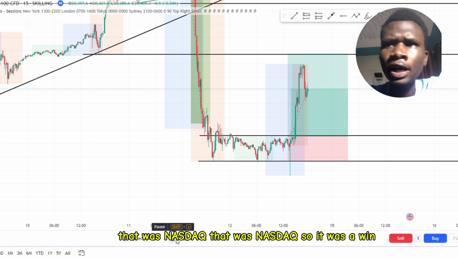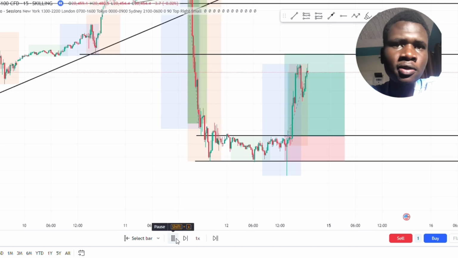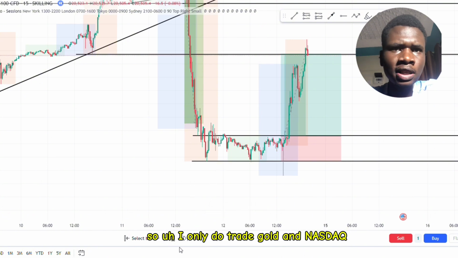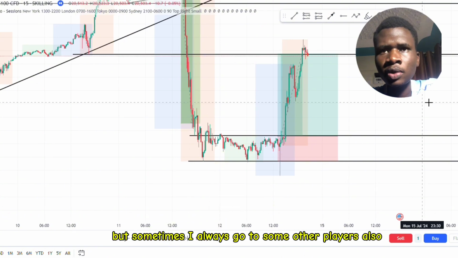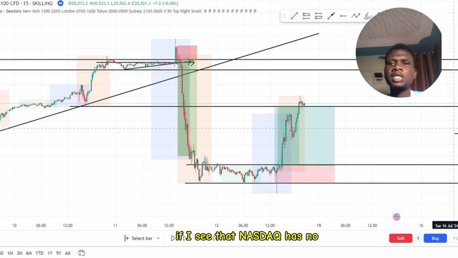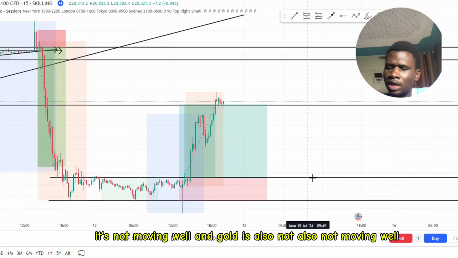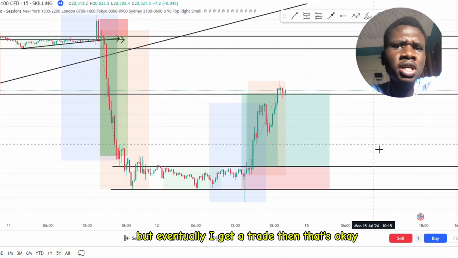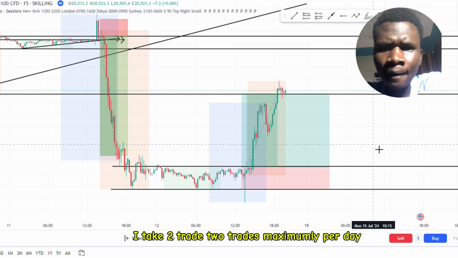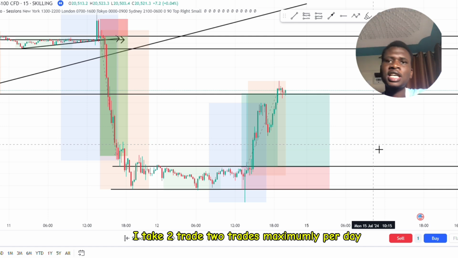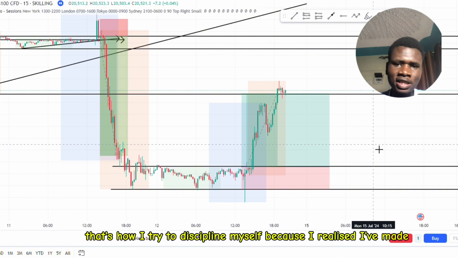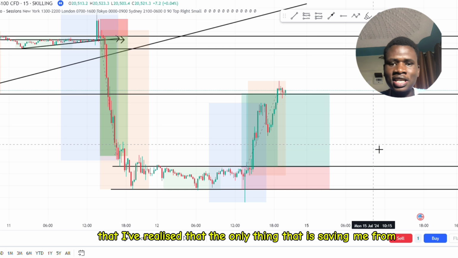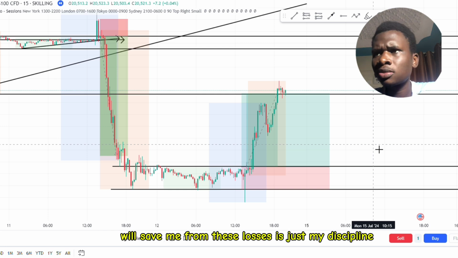So I only trade gold and NASDAQ, but sometimes I go to some other pairs also. If I see that NASDAQ is not moving well and gold is also not moving well, I love to go to maybe EUR/USD or GBP/USD, but eventually if I get a trade, then that's okay. I take two trades maximum per day. That's how I try to discipline myself, because I realized I've made so many losses that the only thing that will save me from these losses is just my discipline. I've blown so many accounts, but it has been good so far.